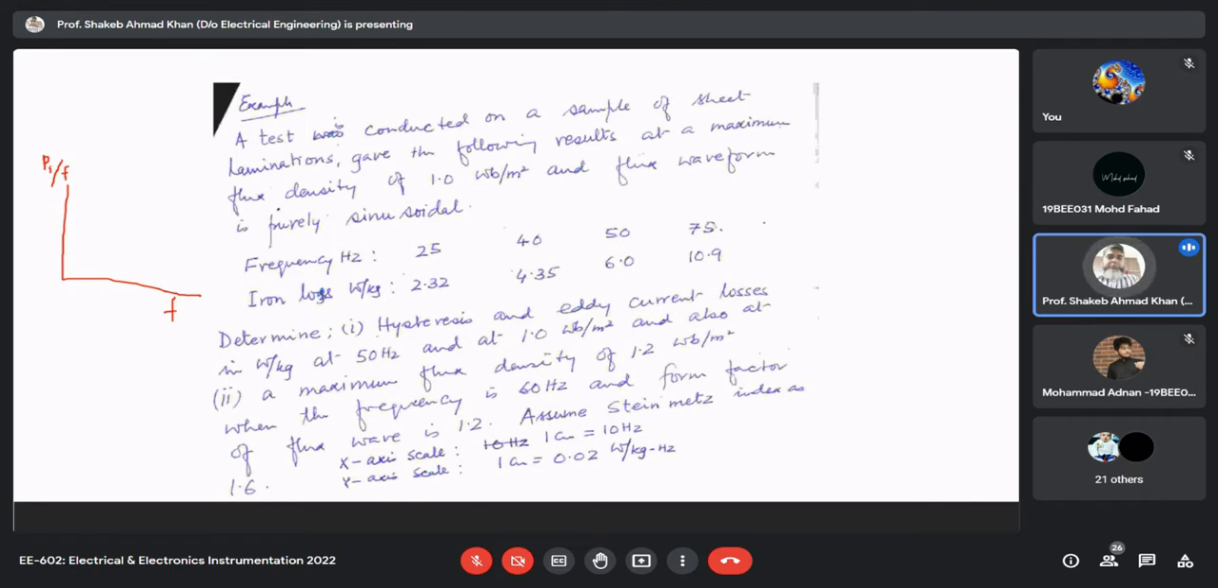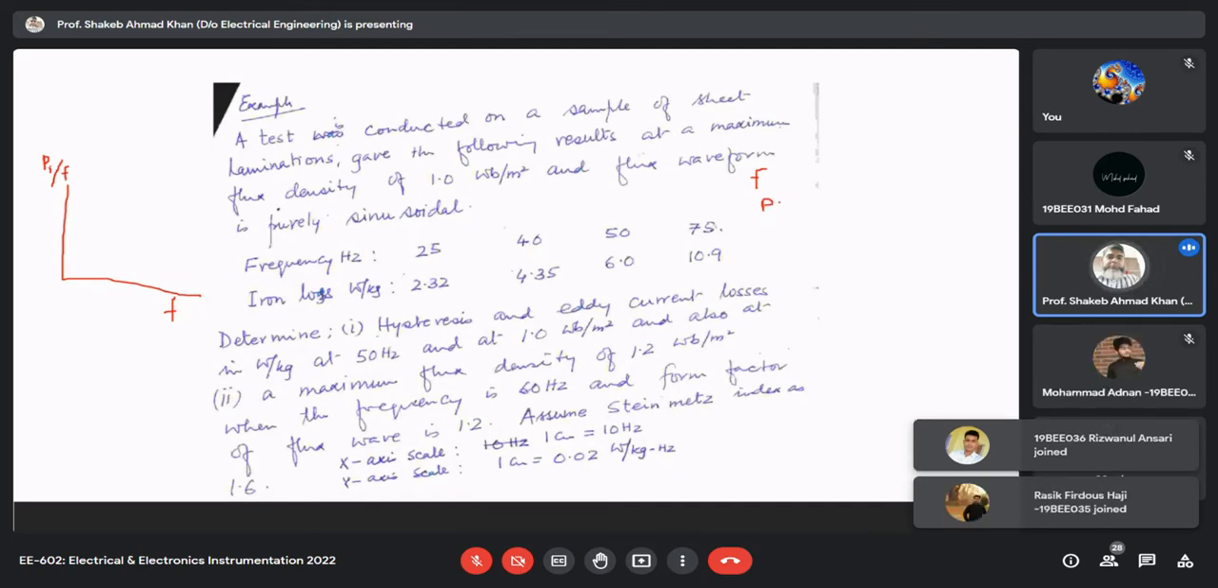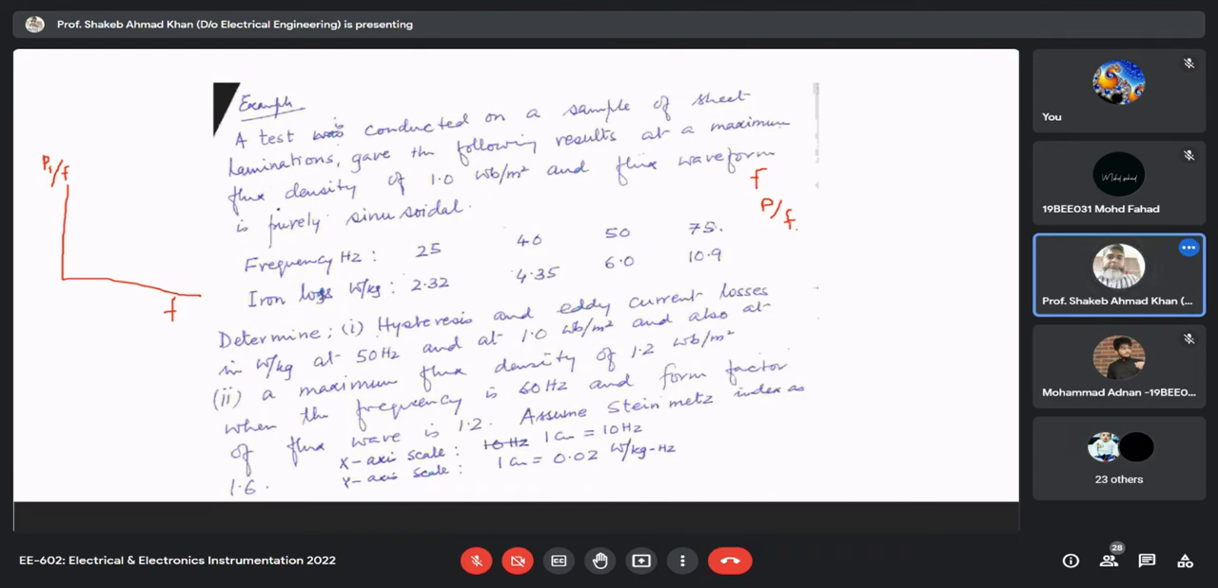So first of all, you should get a table between frequency and iron loss per unit frequency. So you'll get the data points, and these data points you are required to plot. I want all of you to plot it. And in plotting, you should use this scale. This is given to all of you.